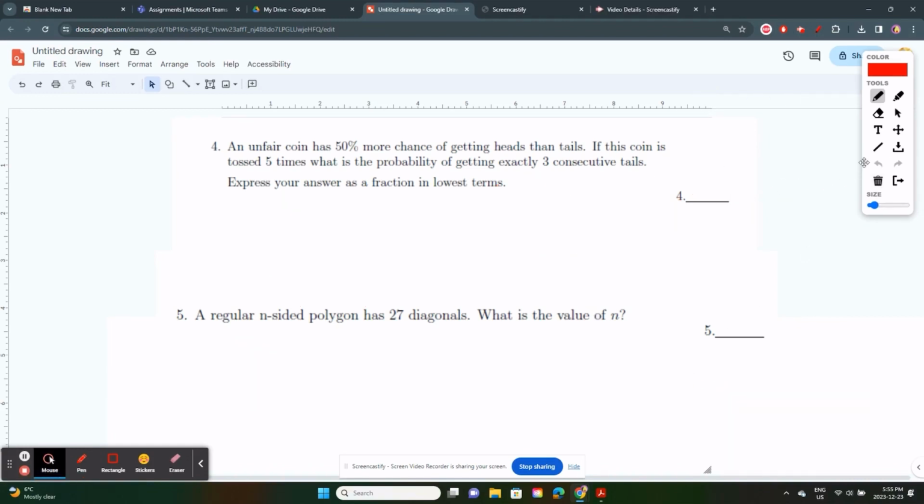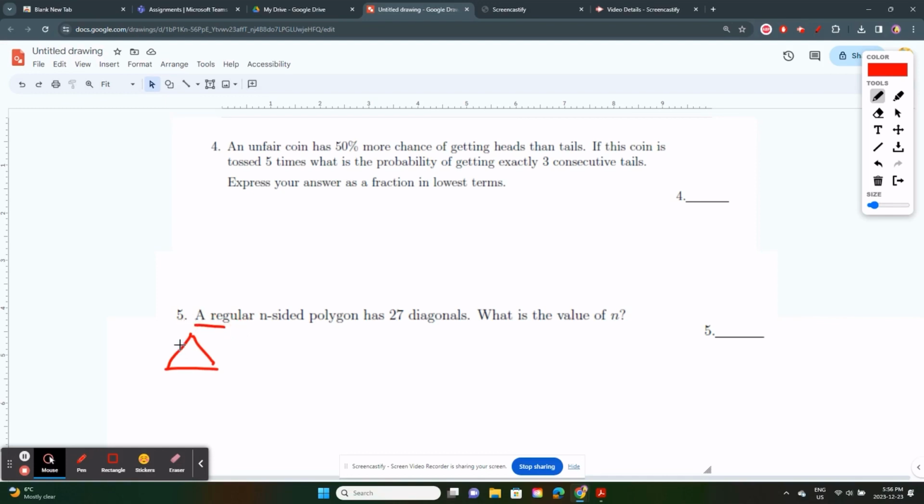Okay, moving on to question number 5. For this question, we'll use pattern recognition. So we'll see how many diagonals a couple of smaller polygons have, and then we'll move on to larger polygons afterwards. The smallest polygon that you can create is a 3-sided one, right? A triangle. Because if you had a 2-sided polygon, it would just be a line.